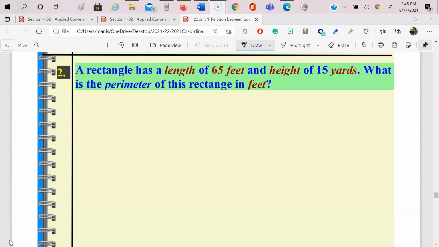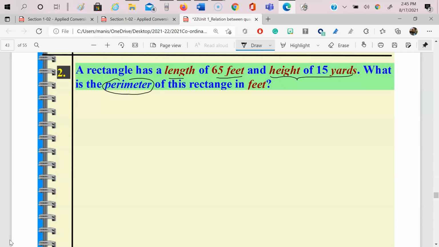Alright, let's look at question number 2. A rectangle has a length of 65 feet. This is one of my units, 65 feet, and that's the length. And a height of 15 yards. What is the perimeter of this rectangle in feet?